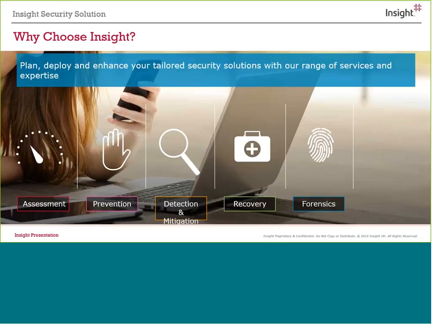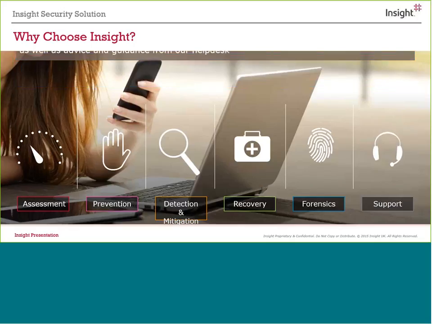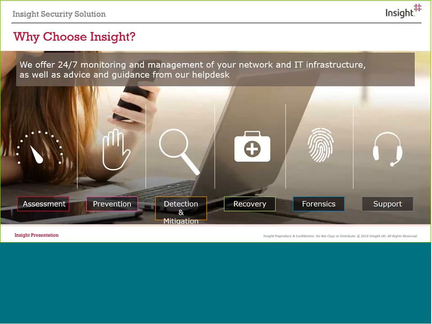Our forensic services are to go in, understand, remediate, and then start planning and deploying new services to protect you from future types of attacks. And then we've also got our 24/7 support desk, which is based out of our offices in Sheffield, which is multi-language and also covers multiple different solutions and technology stacks.